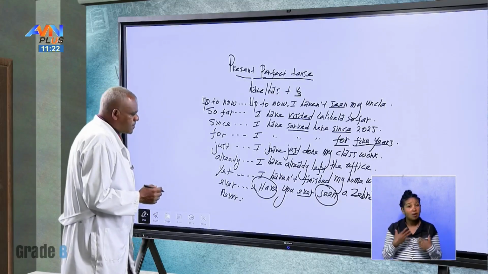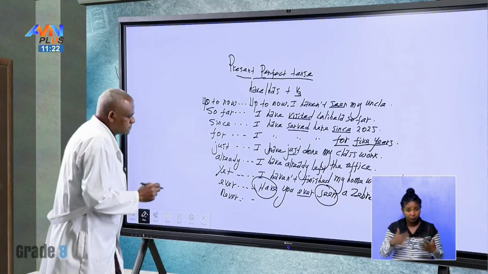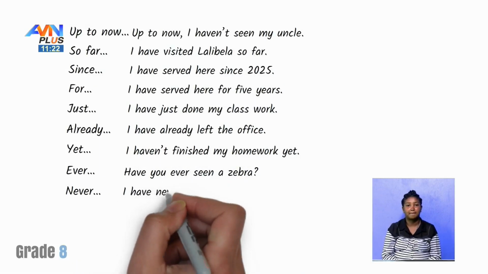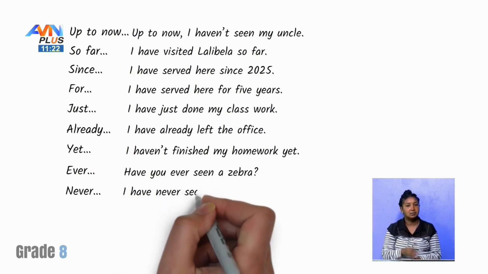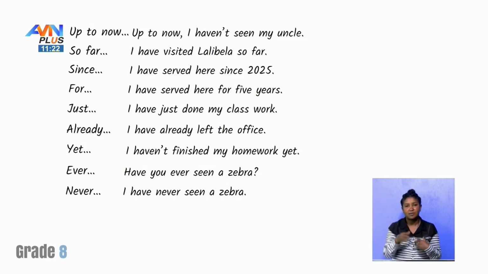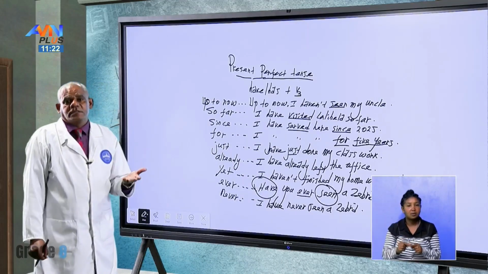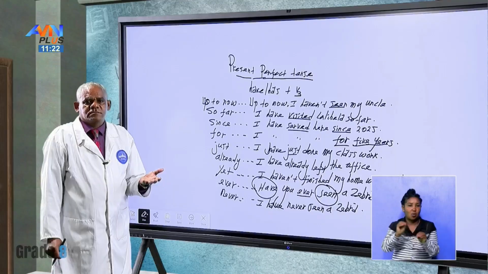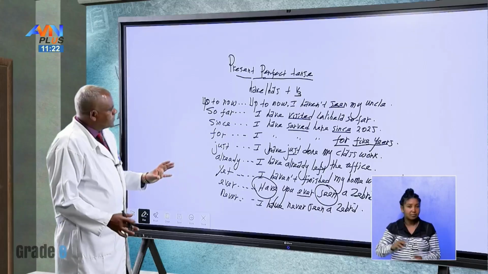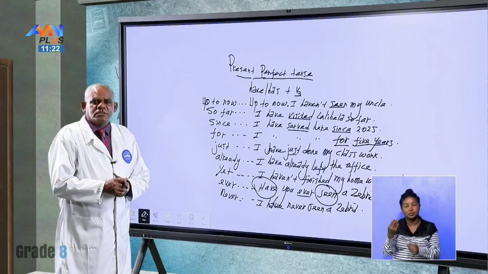Have you ever seen a zebra? If you reply no, I have never seen a zebra. That's it. I have never seen a zebra. In other words, I don't see a zebra. Therefore, I have never seen a zebra, and that is ever. Hopefully these are very important time adverbs in order to use present perfect tense.